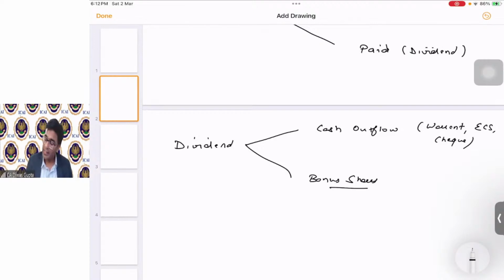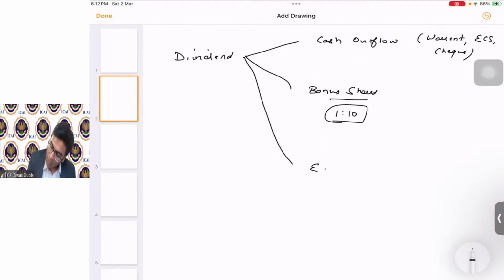Bonus shares is actually, let's say, issuing one bonus share on 10 existing shares. Let's say the ratio is 1:10. So for every 10 equity shares being held, one bonus share will be issued. There can be a third form also in the form of equity. Can anyone try this? What will be the third form of paying a dividend? How will companies be able to pay back the money? The third form is equity buyback.